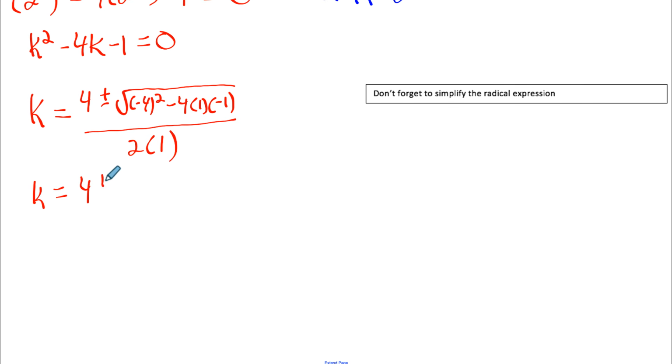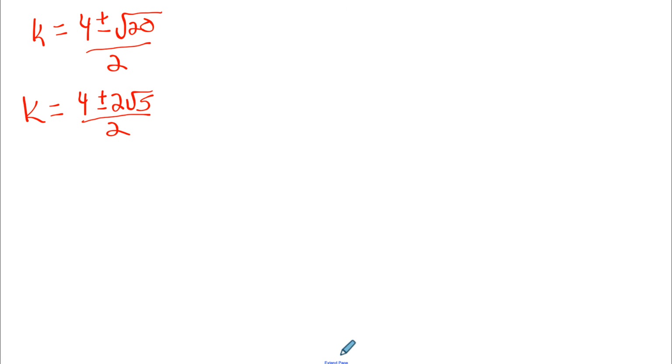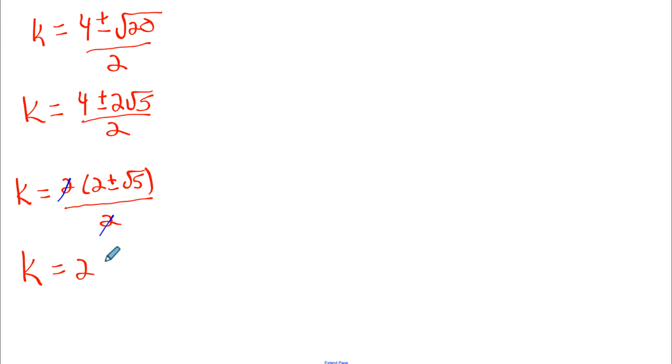And then we'll simplify this as much as we can. k equals 4 plus or minus, underneath the square root, I have 16 plus 4, that's 20, so root 20, over 2. And this could be simplified. I could split root 20 into root 4 times root 5, which means 2 root 5. And I could simplify this by, in the numerator, common factoring out a 2, and simplifying by doing 2 divided by 2 is 1, so those cancel. So k equals 2 plus root 5 and 2 minus root 5.